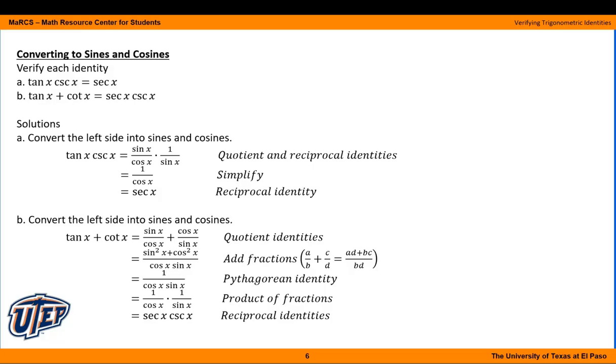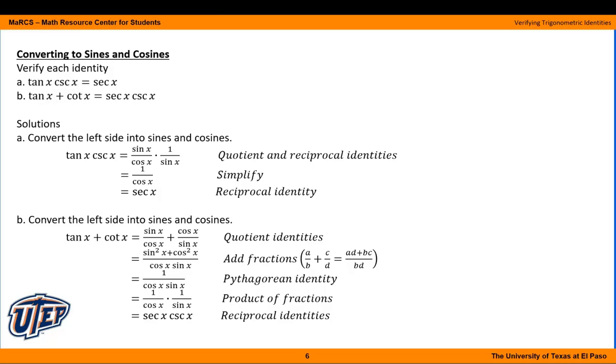In part B, we again rewrite tangent and cotangent using sine and cosine. After finding a common denominator and combining the fractions, the numerator becomes sine squared x plus cosine squared x. The Pythagorean identity tells us that this quantity equals 1. From there, we simplify and obtain secant x times cosecant x. This exactly matches the right side of the identity.